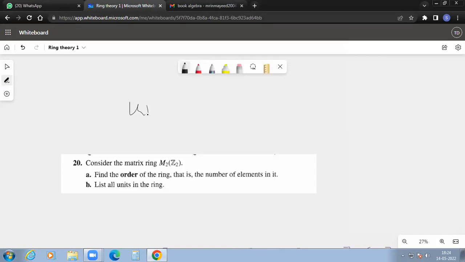See, we are using two words, unity and unit. So, can you tell me what is unity and what is unit? Unity means multiplicative identity. Yes, unity is multiplicative identity. Yes, I do agree with you. And what is unit?